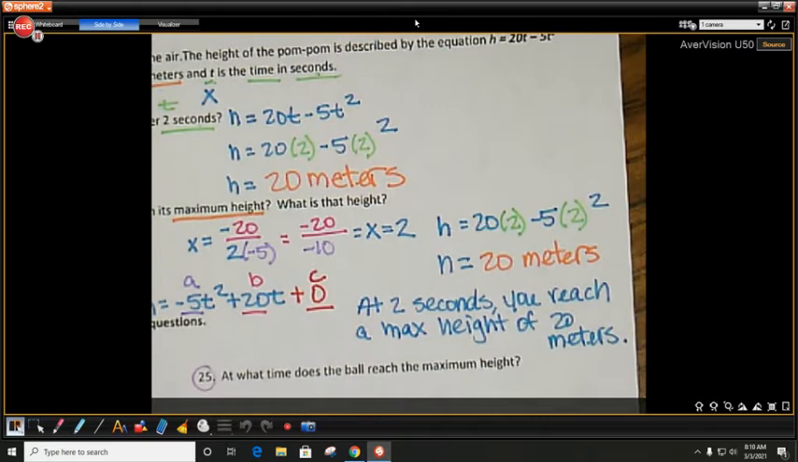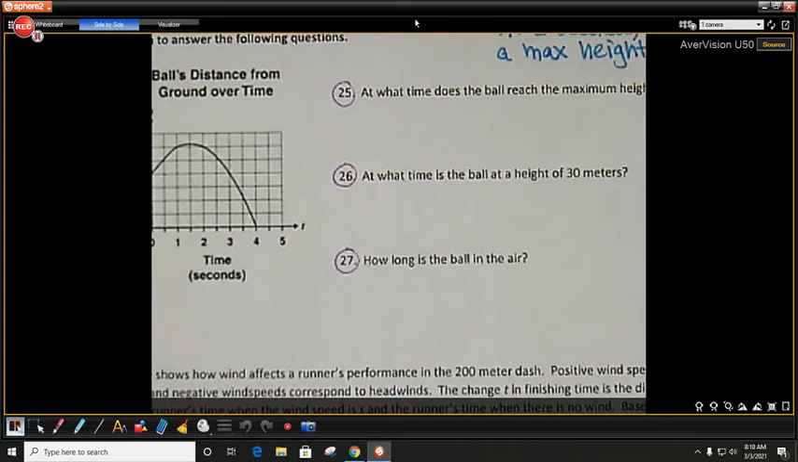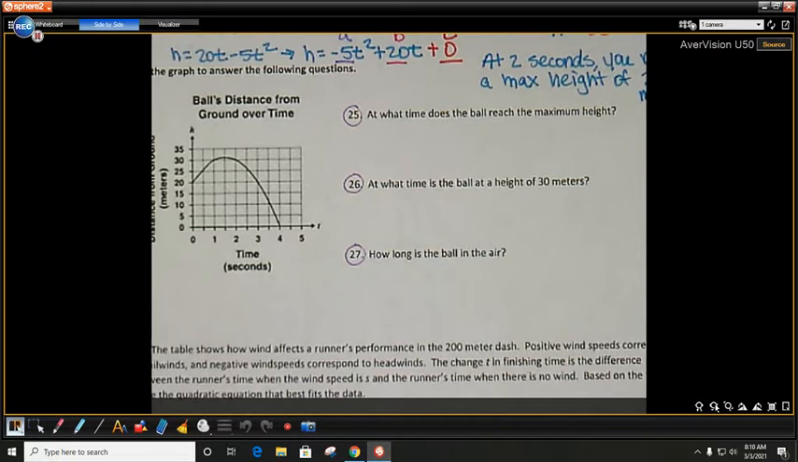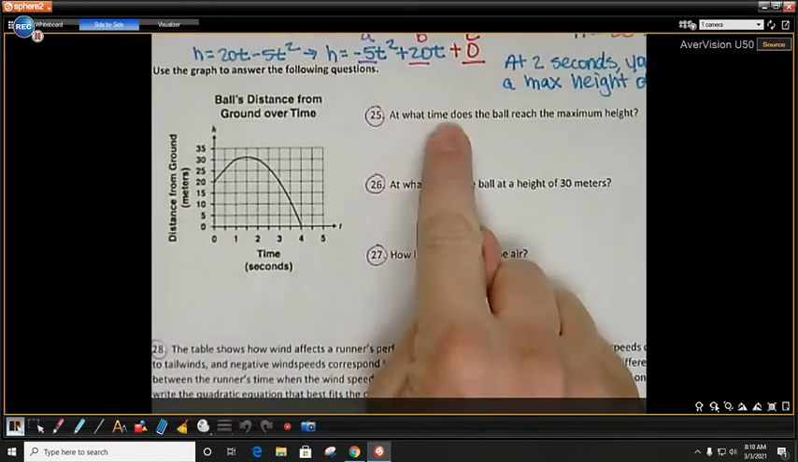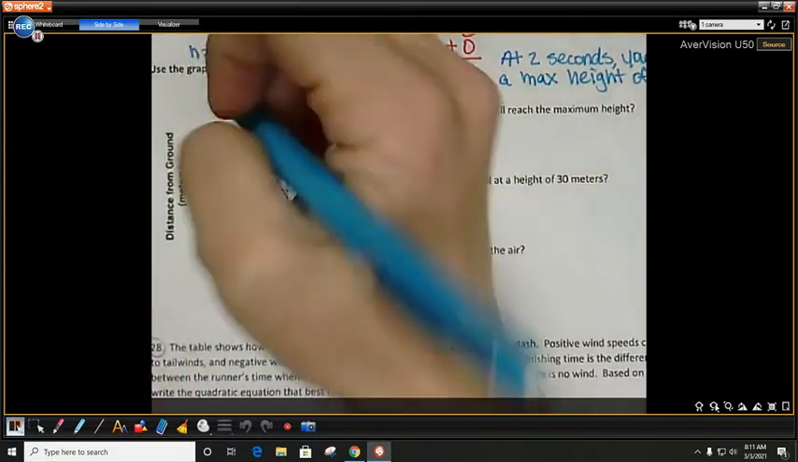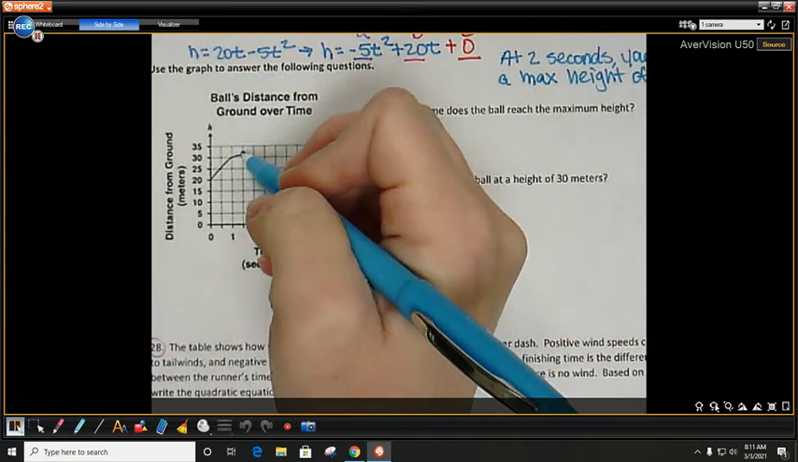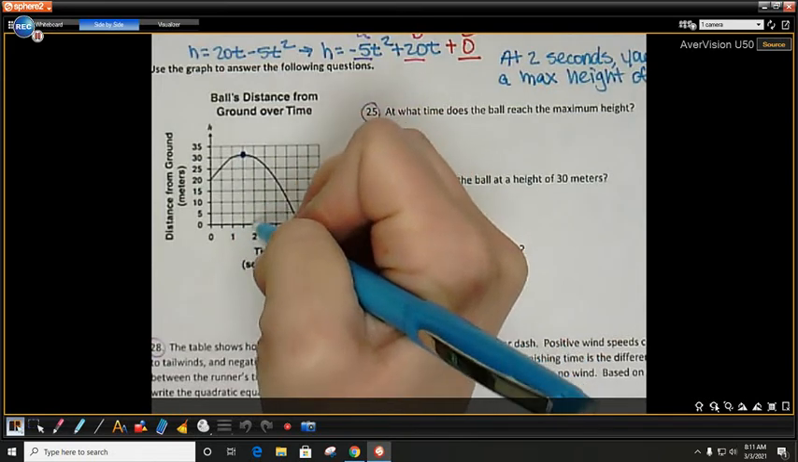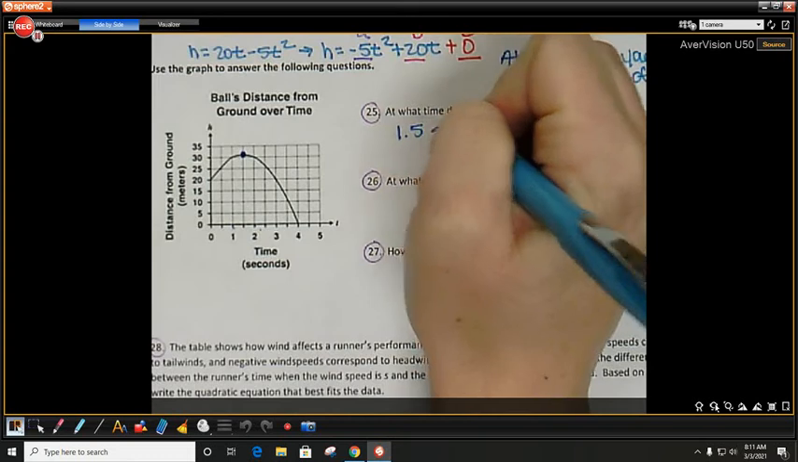Okay? On to this next one. I will tell you, you're going to have one super similar to this on your test. I'm going to zoom out a little bit so we can see the question and the graph at the same time. Okay. At what time does the ball reach a maximum height? Remember, your maximum happens at the vertex, so right there. If I follow that down, it's in between 1 and 2, so at 1.5 seconds.